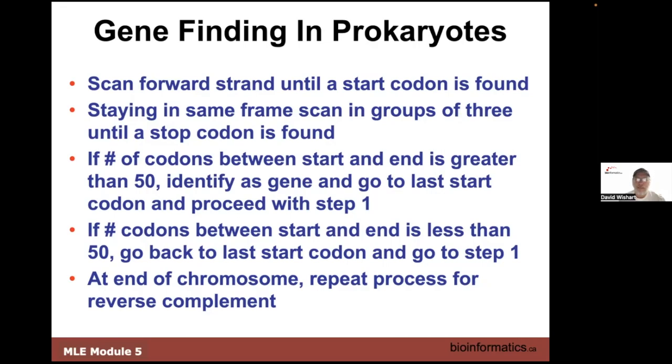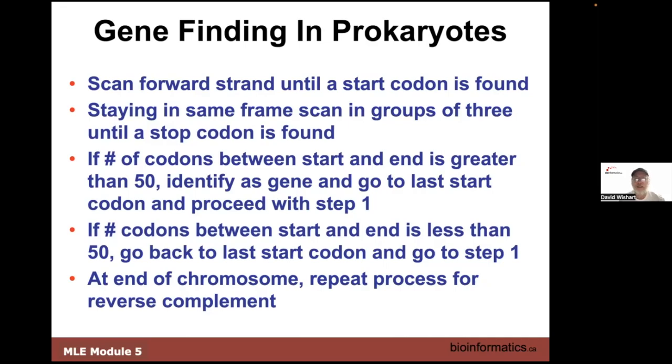Now, if that segment or open reading frame is long enough, usually you might say 40 or 50 codons, whatever you want to choose, you say, okay, that's a gene. And if it's less than that, it's not a gene. And then once you've found the end at the stop codon, you go to the next thing.